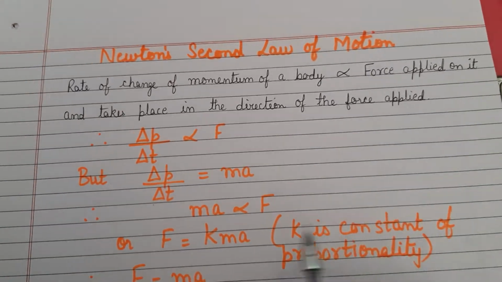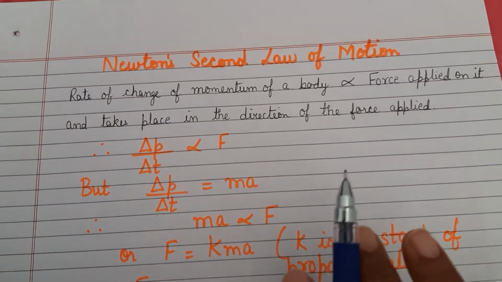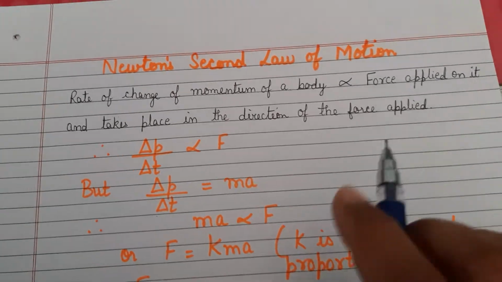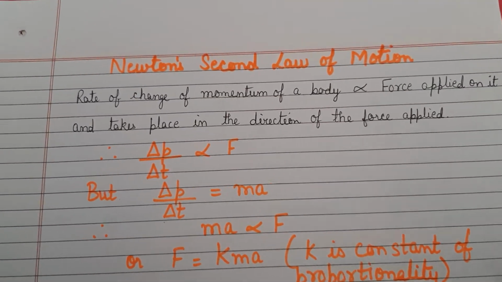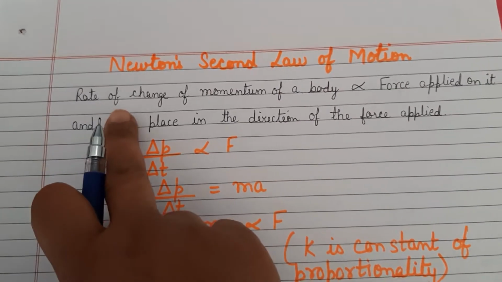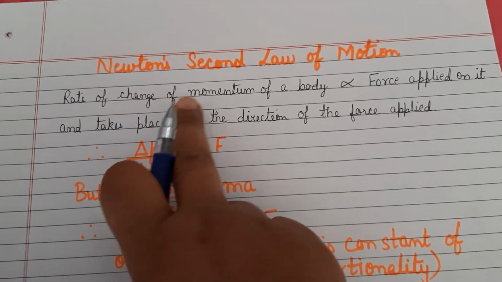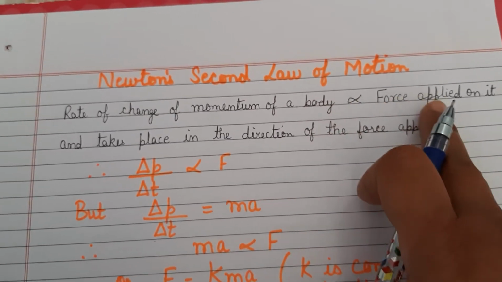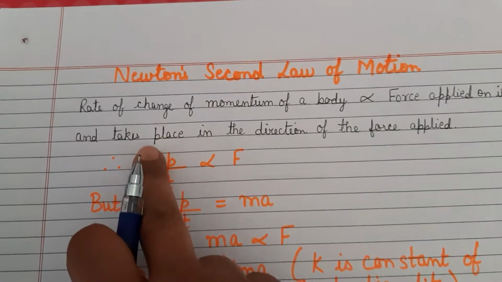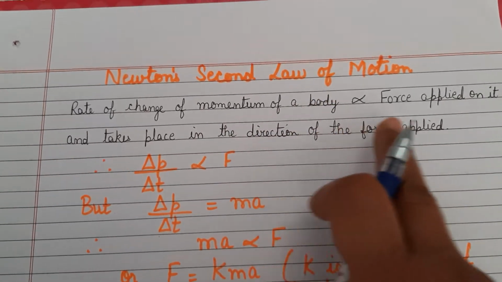Okay, children. Now I resume from Newton's second law of motion. According to Newton's second law of motion, what is the statement? It says that rate of change of momentum of a body is directly proportional to the force applied on it, and it takes place in the direction of the force applied.